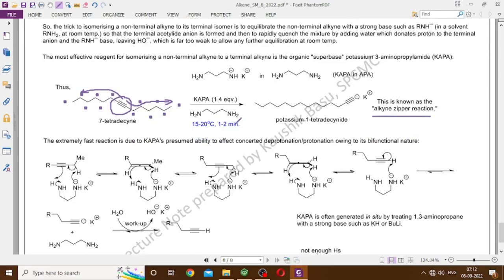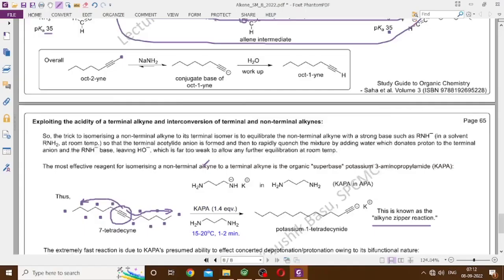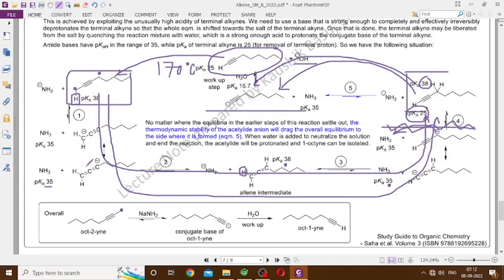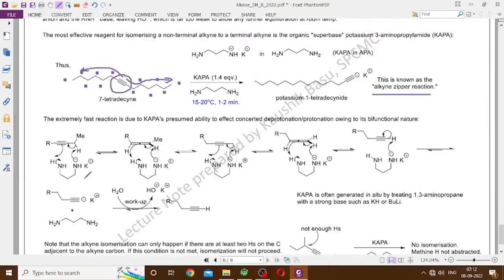And it is an extremely fast reaction, because the reaction time is only 1 to 2 minutes. It's a concerted protonation-deprotonation thing that KAPA can do. You are just doing the deprotonation and then the protonation. If something can do this reaction in a single step, just like KAPA can, this NH minus is taking away this pKa 38 proton, and this carbon-carbon triple bond is actually taking up this proton from the NH2.